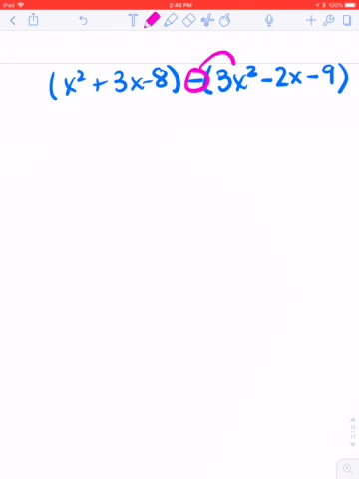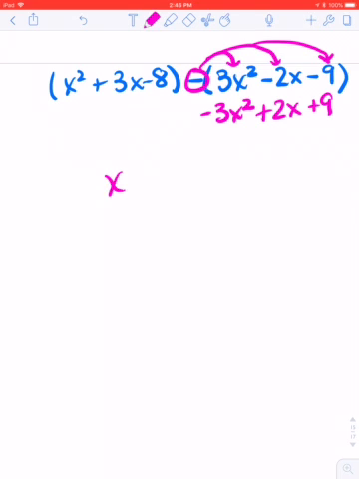Okay, remember, distribute that negative to everything here. So it basically means you're going to switch those signs. Positive 3x squared becomes negative 3x squared. Negative 2x becomes plus 2x. Minus 9 becomes plus 9. And then I'm going to go through and start to set up my columns. X squared is my highest exponent, so set up my standard form.